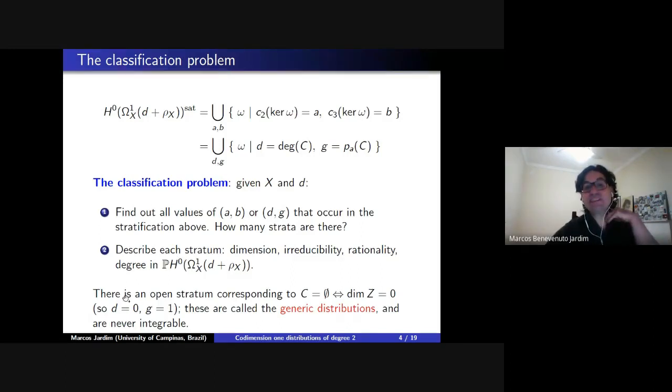And remember that there is an open stratum corresponding to the case when the singular scheme is zero-dimensional. In other words, the curve is empty. And these are the so-called generic distributions. So a distribution is said to be generic if its singular scheme is zero-dimensional. And we observe that these generic distributions are never integrable.